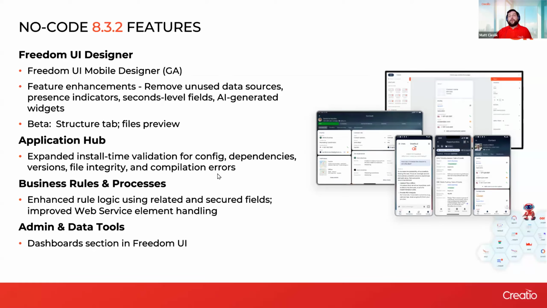As well, we have prepared some improvements in Application Hub, which will improve the overall performance, as well as business role, admin and data tools. Then there is the dashboard section in Freedom UI. As our recent Tech Hour focused on dashboards and how to use them, now we have available the whole section. The dashboards themselves will not have to be limited or restricted to the given object or section as they were used to.